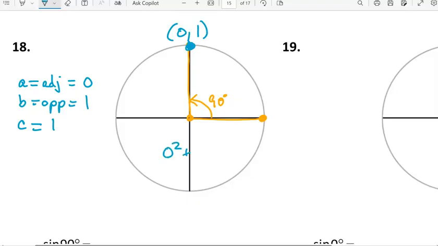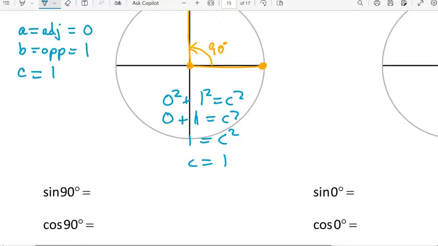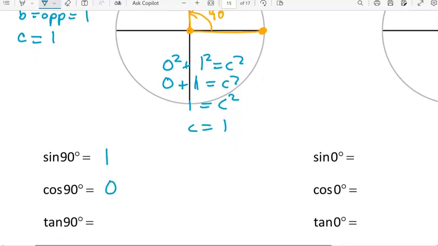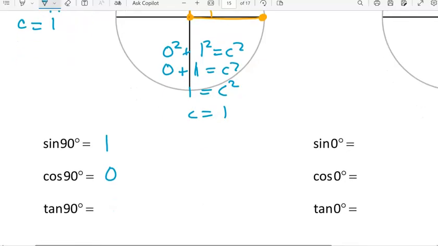0 squared plus 1 squared is equal to C squared gives us 0 plus 1 is equal to C squared, and C squared is equal to 1, which gives us a C value of 1 since the hypotenuse is always positive. Alright, from here we're going to find our sine value. Sine is opposite over hypotenuse, that's 1 over 1, which is 1. Cosine is adjacent over hypotenuse, that's 0 over 1, which is 0. And tangent is opposite over adjacent, that's going to be 1 over 0, which is undefined.